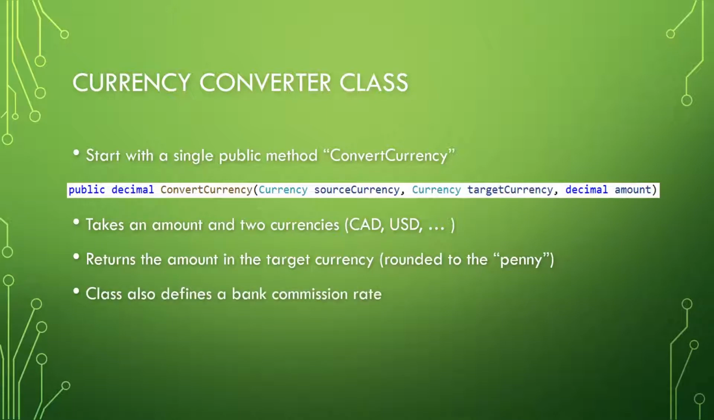Now, a good bank needs to be able to make money for its investors, so the converter object is also going to have to be able to deal with something like a commission rate. We're going to define this simply as a percentage of the amount that's going to be taken off whenever a conversion takes place. Now you can imagine that this commission is potentially going to be passed into the convert currency function. We're going to make this a little bit simpler and just keep it as a property on the class itself.